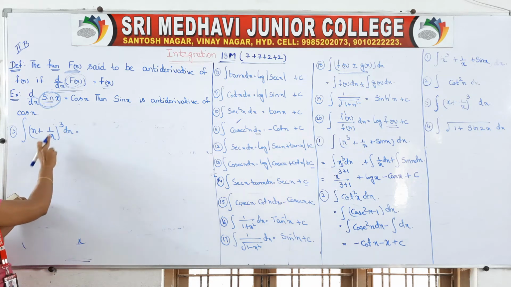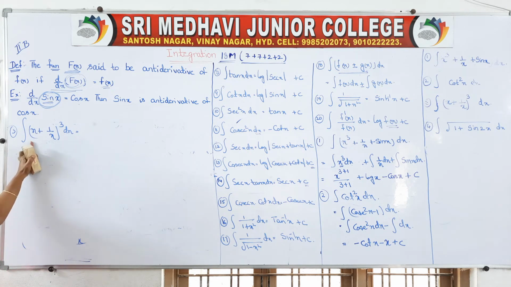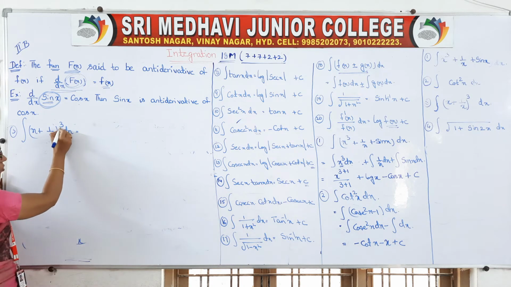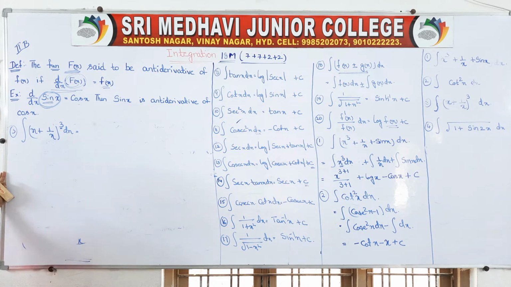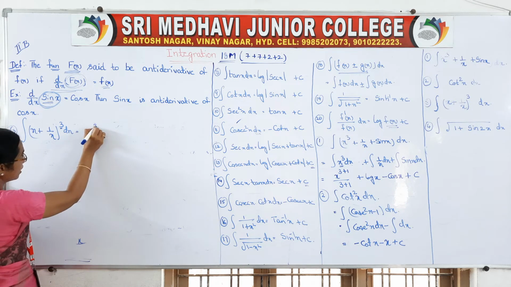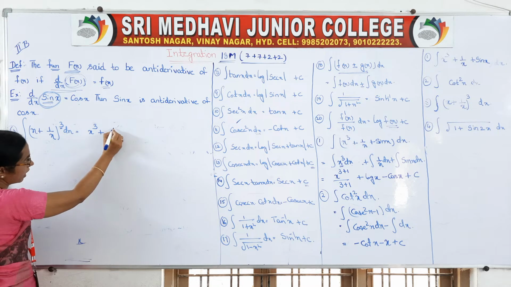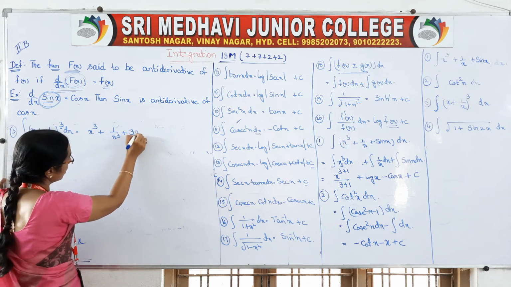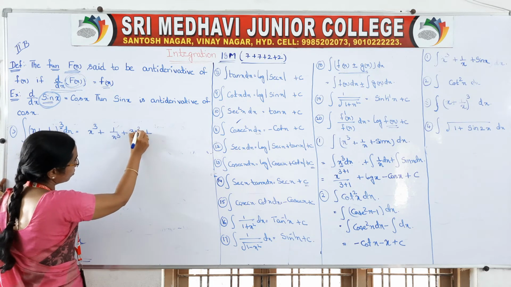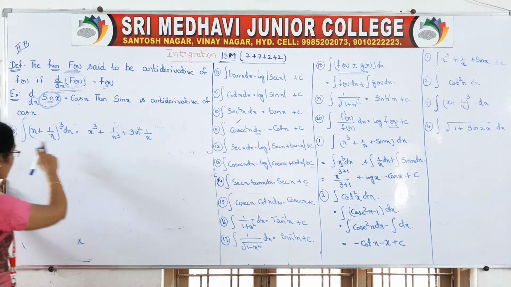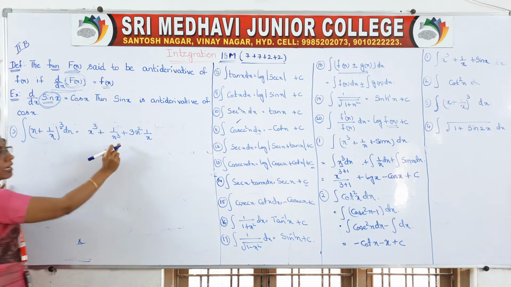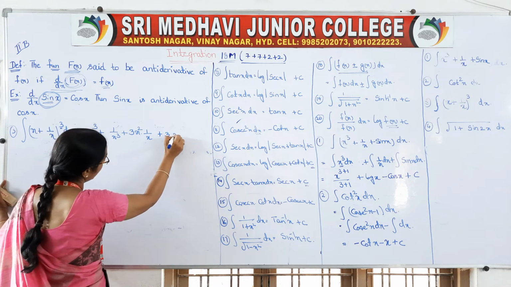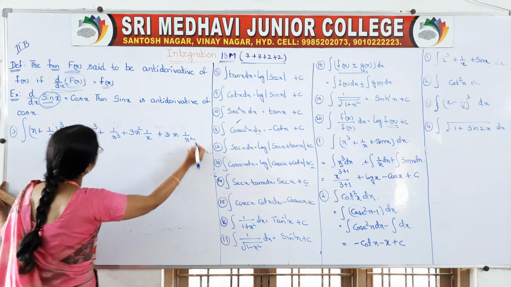So (a plus b) whole square form, (a plus b) whole cube form: a cube plus b cube plus 3a square b plus 3ab square. So come on, expand it. A cube plus b cube: 1 by x cube, 1 cube is 1 only, so x cube, plus 3a square b, 3x, right? a square means x square. You consider this as a, this as b. 3a square b plus 3ab square, right?